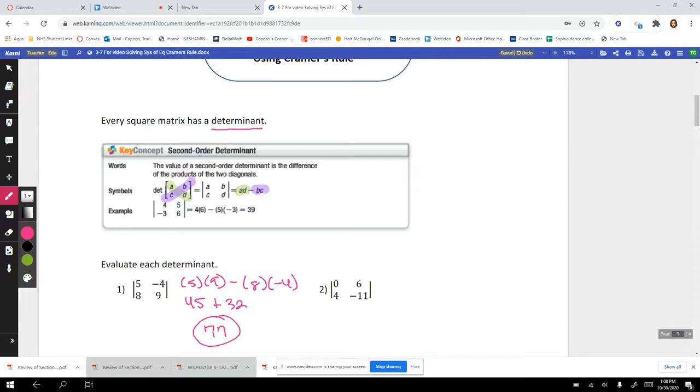Okay, let's try another one. 0 times negative 11, we love when we get zeros on these, minus 4 times 6. So I get 0 minus 24. So my determinant here is negative 24.